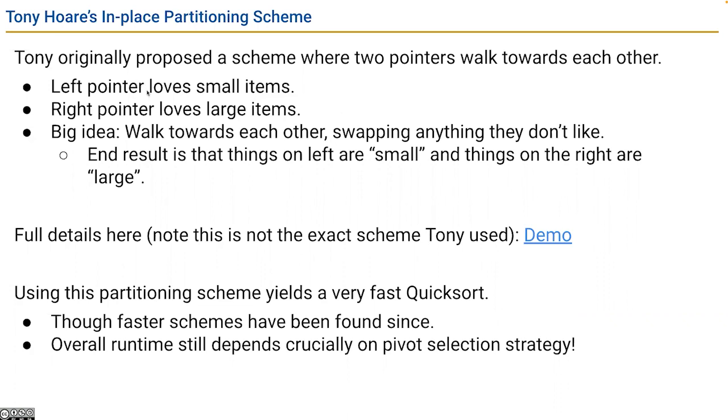You're going to have two pointers that are walking towards each other. One of them is going to be alerted by things that are not small, and the other one's going to be alerted by things that are not large. It's going to do some swapping. The idea is looking for inversions. We're going to walk those two pointers towards each other, swapping things they don't like. I'm just going to give you a demo because it'll make more sense if I do.